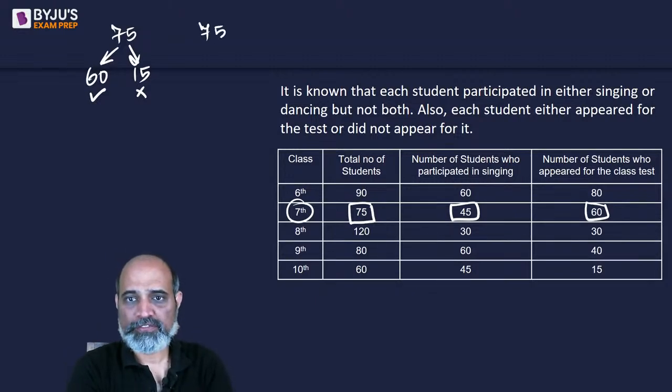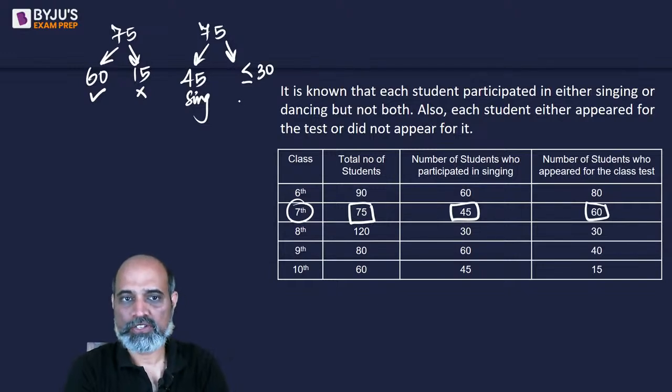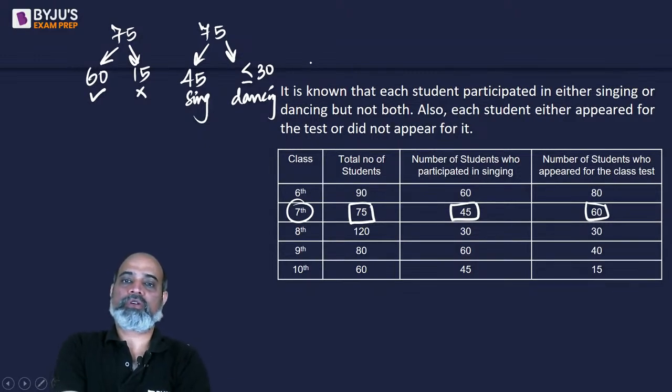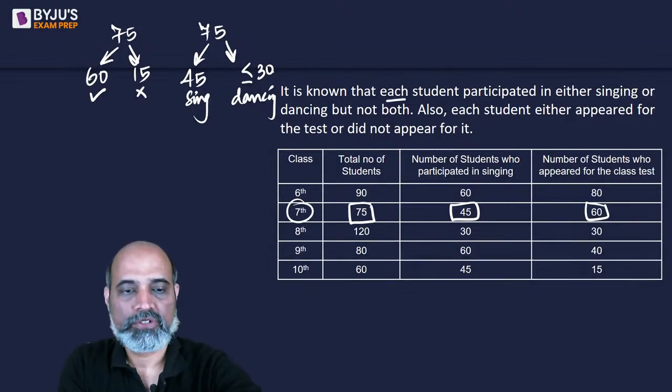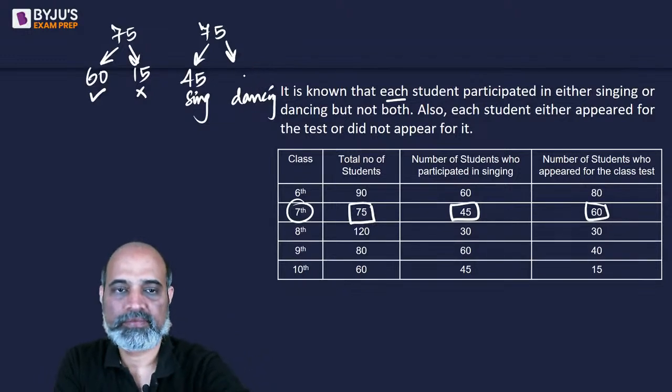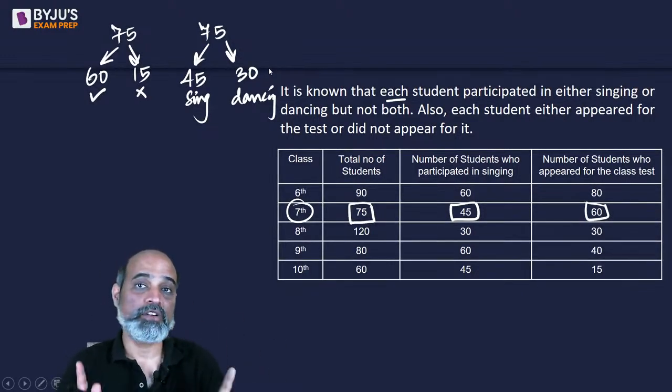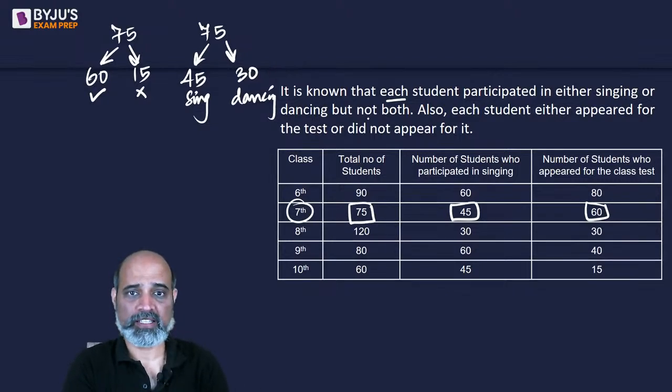Now, out of these 75 students, 45 students appeared for singing. So we can say 30 or fewer students appeared for dancing. Why? Actually no, it says each student, no? So each student means exactly 30. So every student should appear for either singing or dancing. If 45 appeared for singing, 30 will appear for dancing. There was no student who appeared for both. It is strictly given. So this is the breakup that we'll have for each section. So this table is important.